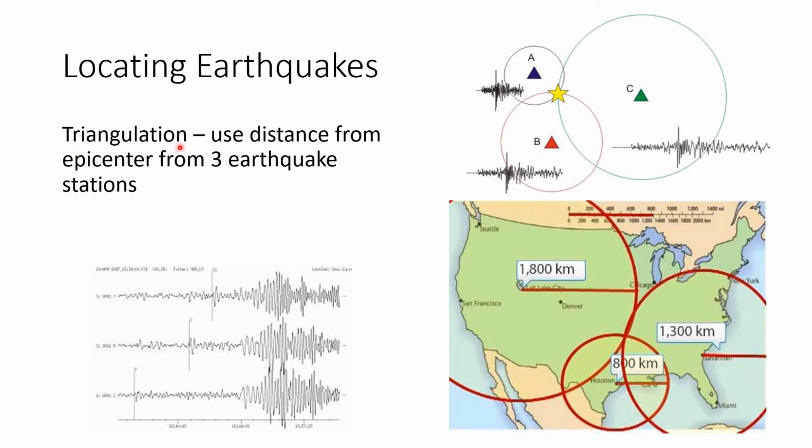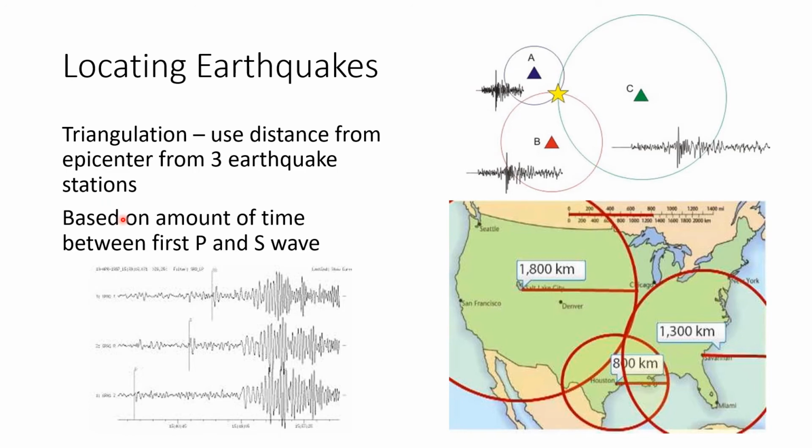Triangulation sounds like triangle, and a triangle has 3 sides. So through the process of triangulation, we can use data from 3 different earthquake recording stations to figure out where the epicenter was. And the way that seismologists do this is they look at the difference between the arrival time of the first P wave and the first S wave on a seismogram. And the longer the distance is, that means the further away the earthquake was.